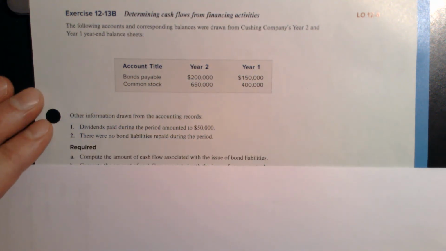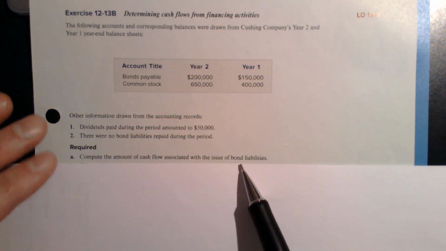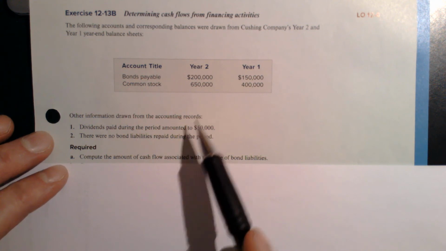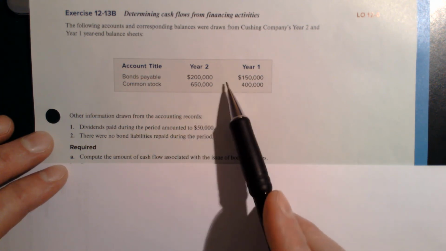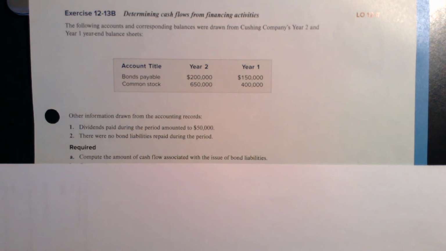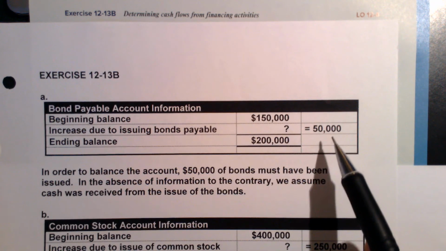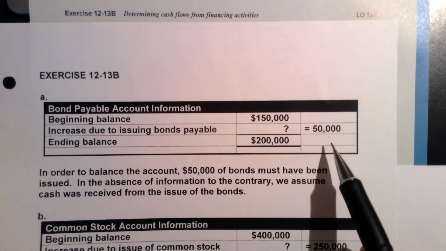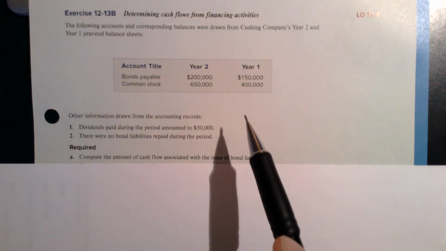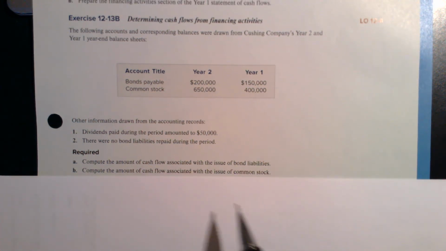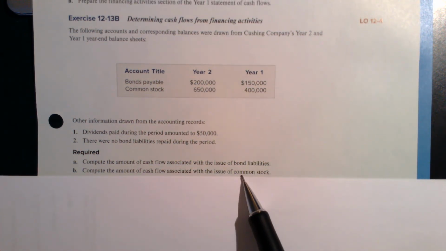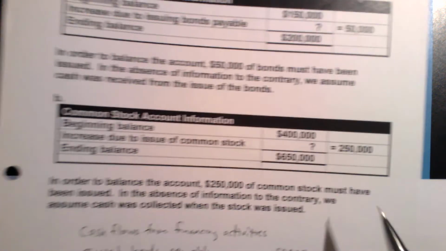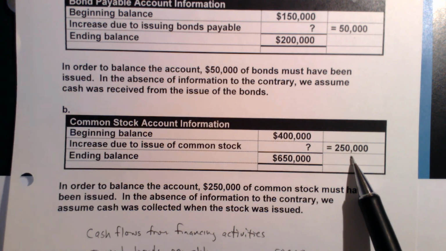So in this case here, it says compute the amount of cash flow associated with the issuance of bond liabilities. It says I didn't repay any during the period. So I know that this increase from 150 to 200 must have been from issuing $50,000 worth of bonds. So I issued 50,000 of bonds and received that cash. The next thing they ask for is the cash flow associated with the issuance of common stock. So my common stock went from 400,000 to 250, so I must have issued 250,000.